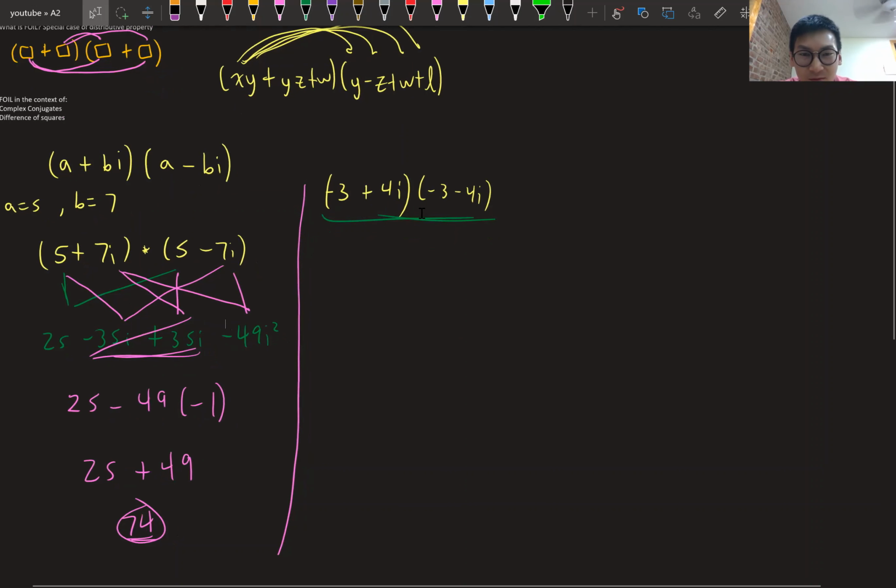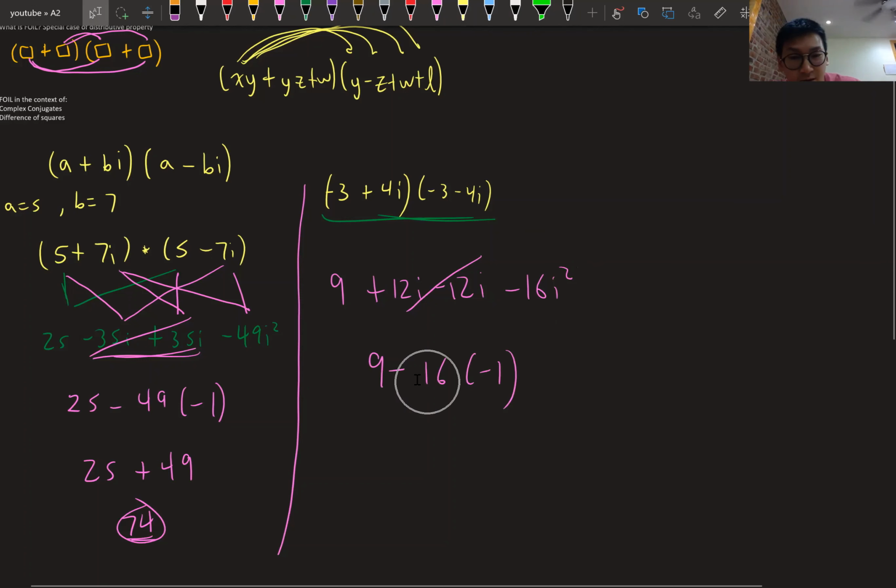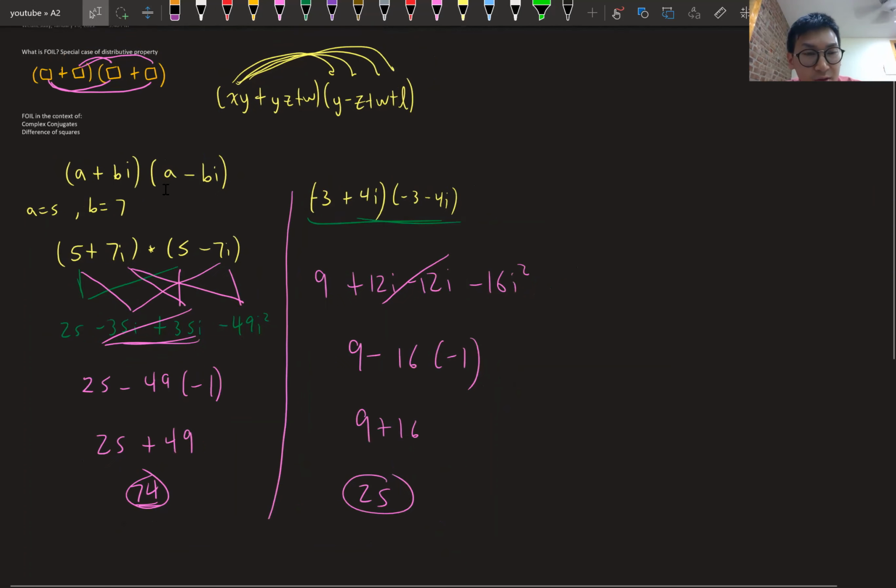First term, -3 times -3 is 9. -3 times -4i is plus 12i. Then positive 4i times -3 is -12i. Once again, these cancel. Then positive 4i times -4i is -16i squared. The inner terms cancel out, and you're just going to get 9 minus 16 i squared. I squared, once again, is -1, so it's plus plus, so it's 9 plus 16, in other words, 25. So when you multiply these two, you get 25. This will always happen when you have complex conjugate pairs, it's just a property.